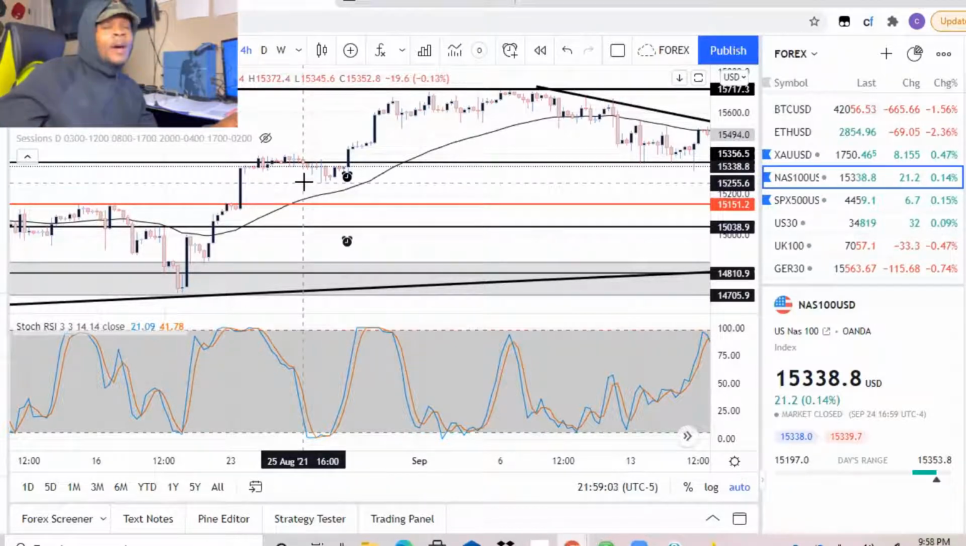Disclaimer: I am not a licensed trader. I'm not no guru. I'm not none of that. Please don't call me none of that. I just know how to trade. I know what I'm doing. I know what I'm looking at.